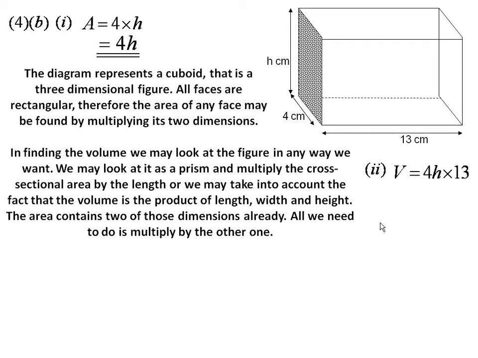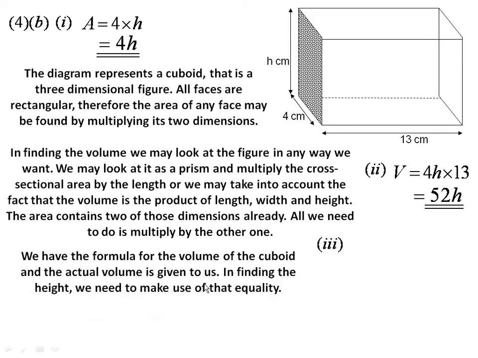However, the area contains 2 of those dimensions already. So the area would have contained the width and the height already. And this is the area. So all we need to do is multiply by the other one. So for the volume, length times width times height. But the area contains the width and the height already. Therefore, we just multiply by the 13. So we have 4h times 13. 13 times 4 is 52. We have 52h right there. We have the formula for the volume of the cuboid right here.